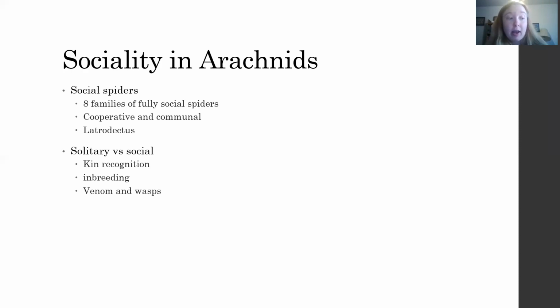In this way, venom could actually be very useful for social groups, because it provides a very valuable defensive resource. And the difference in utilization really points to the evolution of venom and how the evolution of venom might tie into the evolution of sociality.